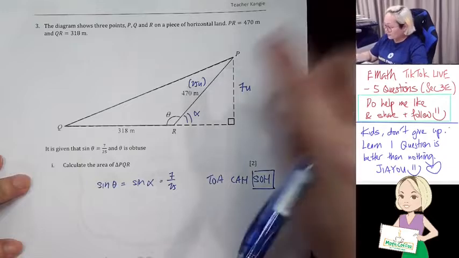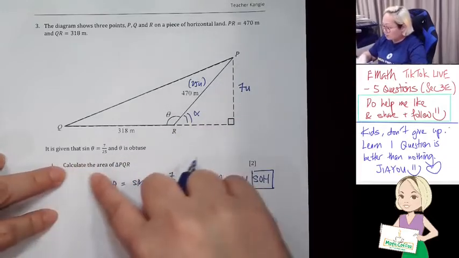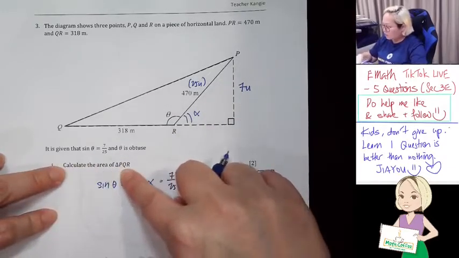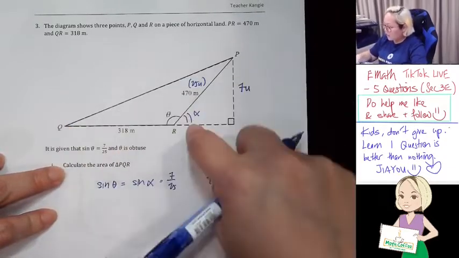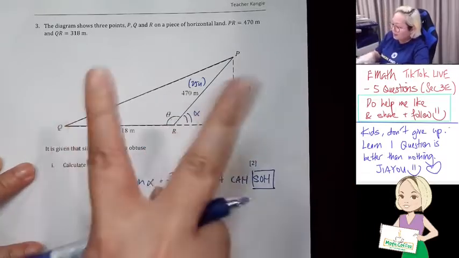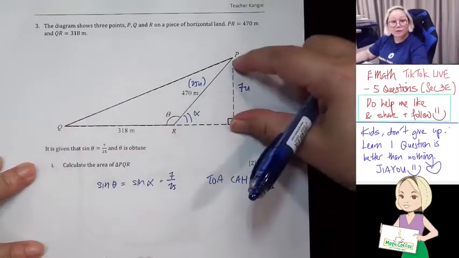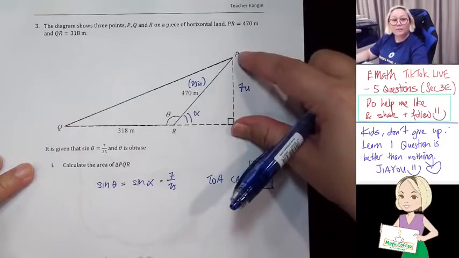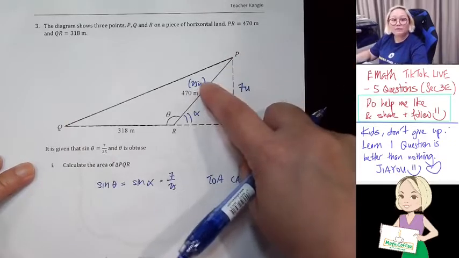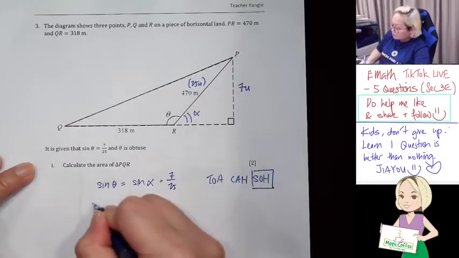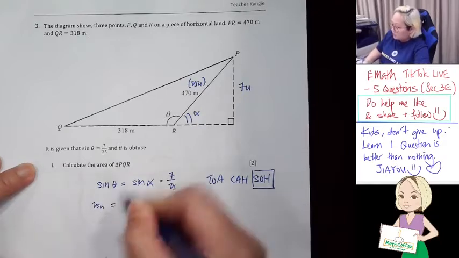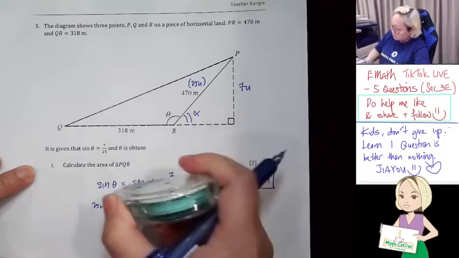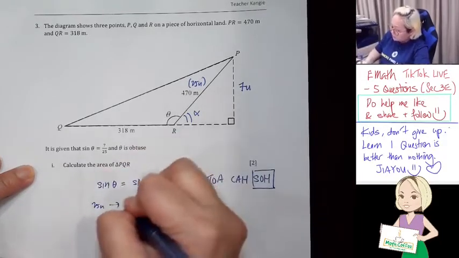So we are done. Next, they ask to calculate the area of PQR. So we know you need to take half times base times the perpendicular height. So the 7 units actually is the perpendicular height. So we need to find the perpendicular height. 25 units is 470.